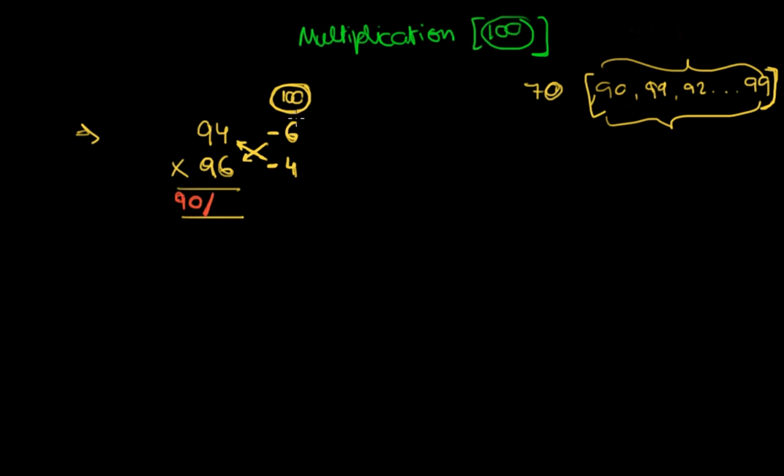So now what we do is we multiply these two digits. Over here what we have is minus 6 into minus 4, which gives us 24. You should know that minus multiplied by minus becomes positive. So we write this 24 directly over here, and the answer is 9024.